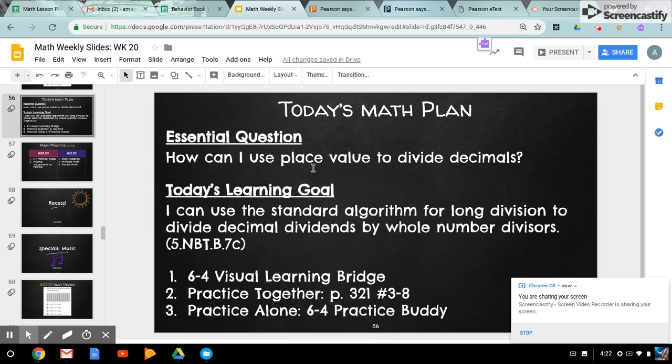We're still trying to answer the question, how do I use place value to divide decimals? Yesterday we used estimation and models. That's what we've learned so far this week. Today we're going to continue using the standard algorithm that we started using yesterday, and we're going to divide with one-digit whole number divisors. We're going to look at the visual learning bridge, but only parts of it, and then we're going to do some practice together in your book before you have the rest of class to do your 6-4 practice buddy.